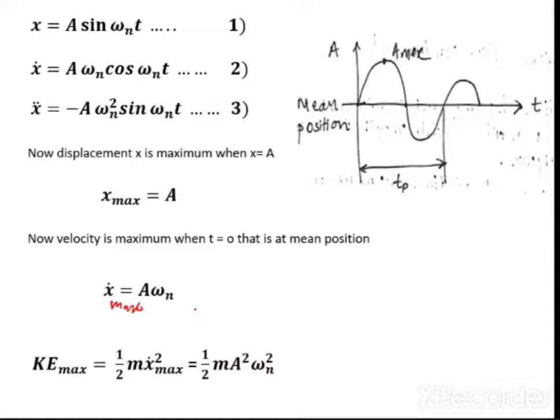Now put that in. So finally, x dot max is equal to a into omega n. Put in this formula, you are getting KE max is equal to 1/2 m a square omega n square. Similarly, what is potential energy maximum? You know that potential energy or the strain energy is 1/2 k into x square. So PE is maximum when x is maximum. What is x max? It is a, so 1/2 k a square.